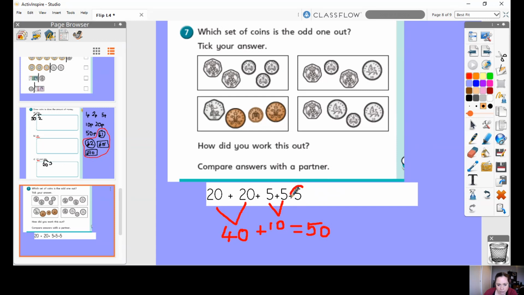And then I've got to add this. And we know those are really, really easy because it's adding it to a multiple of 10. So it's going to jump straight on in to there. And it's going to make 55 pence. Right, I've helped you with that one. That one is 55 pence. So what I would like you to do is have a go at adding up the other ones and see if you can work out if one of them is an odd one out.